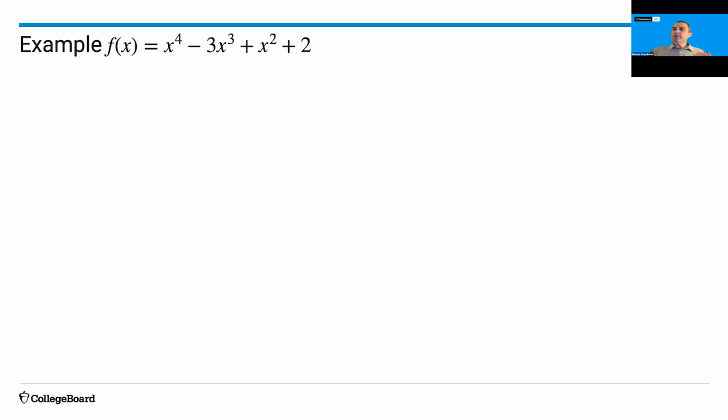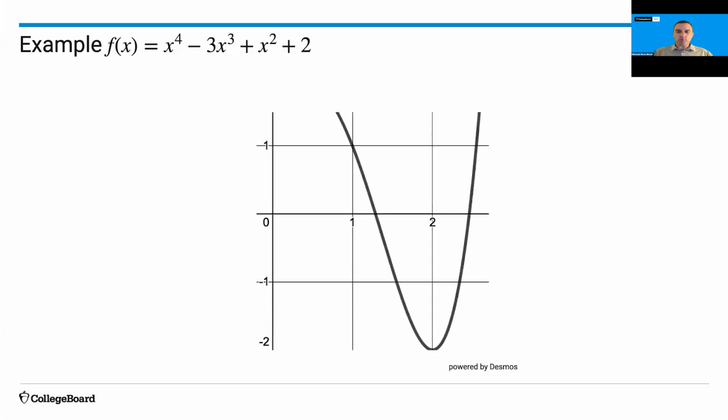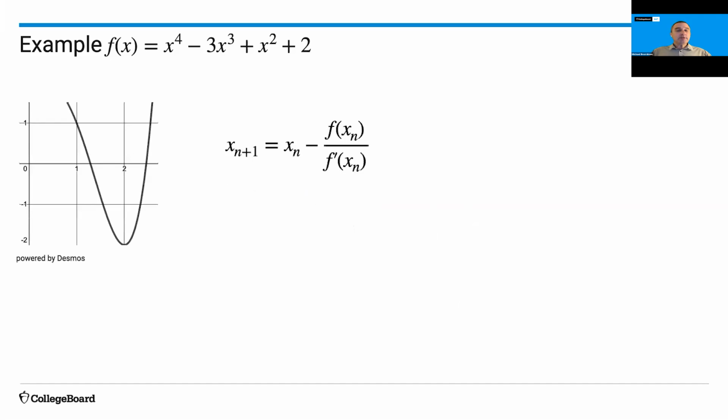Our final example, let's go back to the original problem that we started with. We had converted that to looking for a zero of the function x to the fourth minus 3x cubed plus x squared plus two. Remember, this was what the graph of that function looks like near the point we're interested in. We are going to try to estimate the zero that's near x equal one. To do so, we need to figure out the formula for the Newton iterates in this case. So here's our function up above, and here's our derivative, 4x cubed minus 9x squared plus 2x.